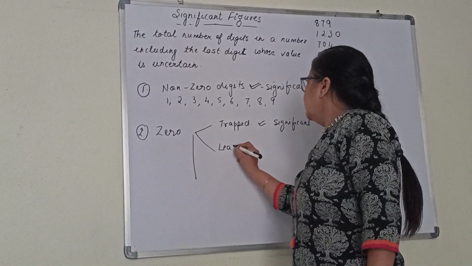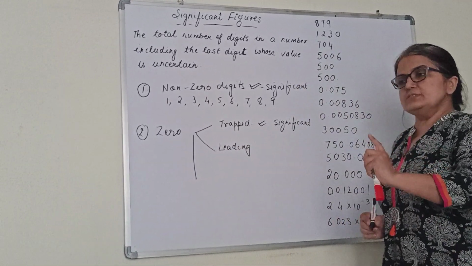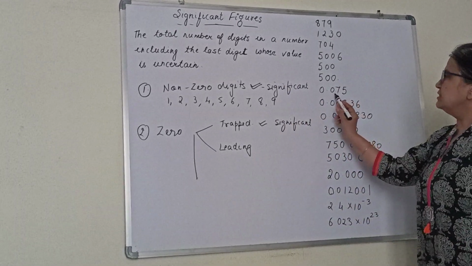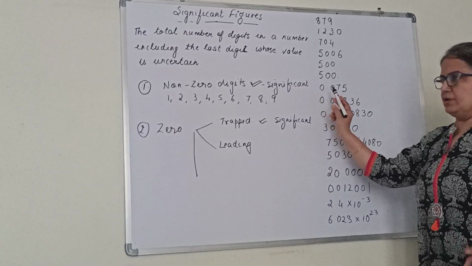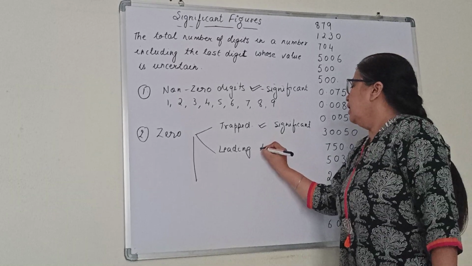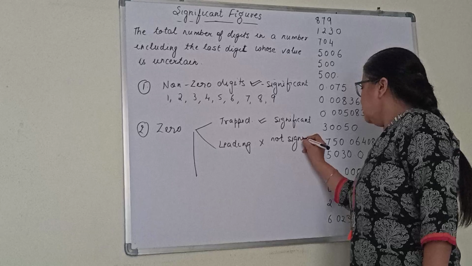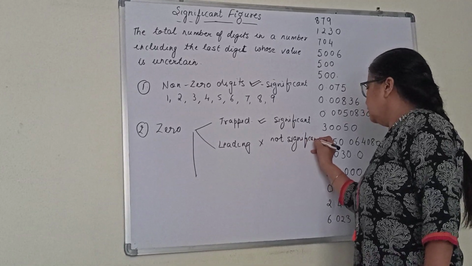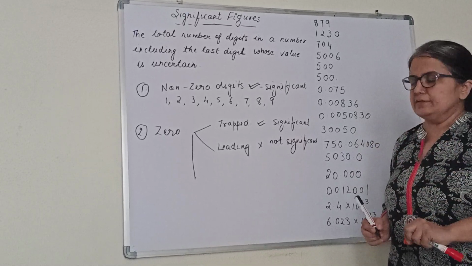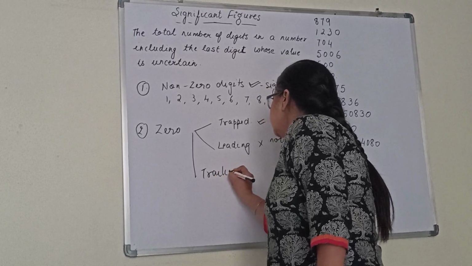Let us see now the next category, leading zeros. Leading 0 means 0 which is coming before any non-zero number, like this 0, even before the decimal. Any zeros which come before that are not significant. Leading zeros are not significant. Trapped zeros are significant.